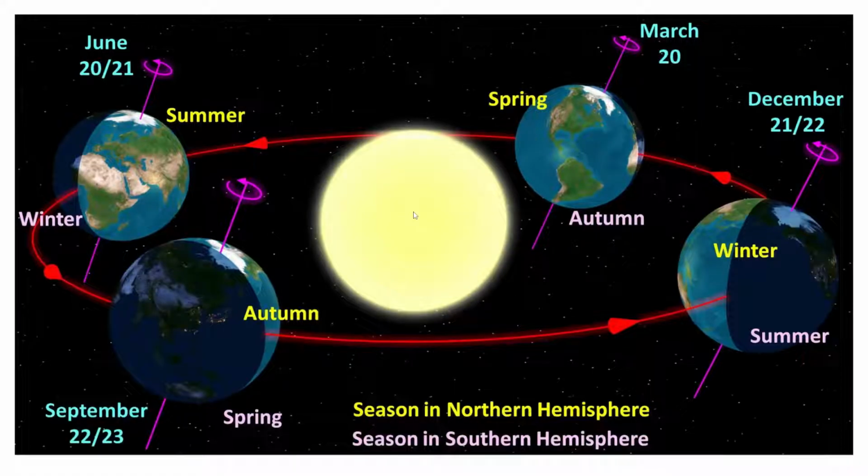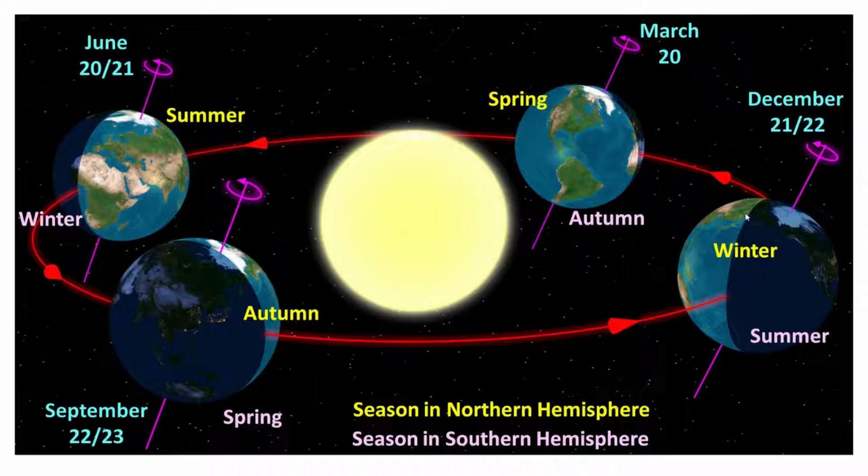Hey guys, today we're going to talk a little bit more about the different seasons of the Earth, and we're going to emphasize more on why the tilt of the Earth matters so much when it comes to the seasons. Okay, so we already said when the northern hemisphere tilts towards the sun, we have summer. When it tilts away from the sun, we have winter.